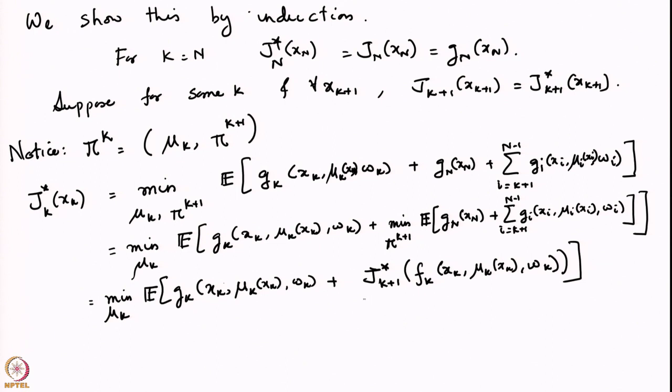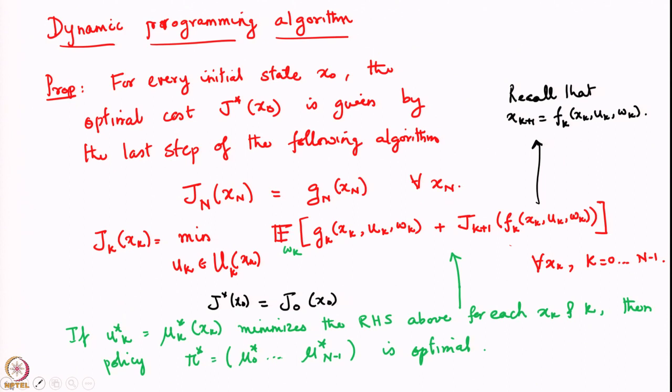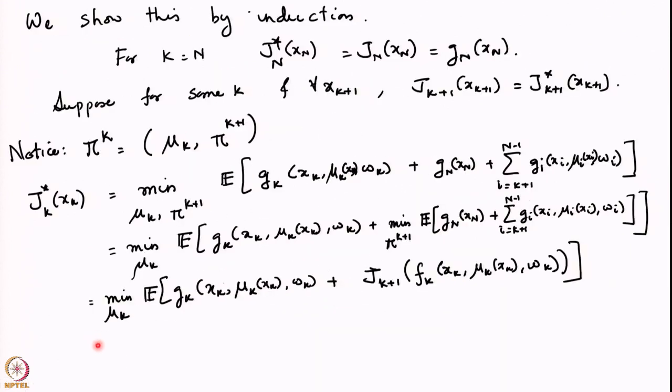But then by the induction hypothesis, we had assumed that j star k plus 1 is equal to jk plus 1. So this j star can be removed. I can erase the star here, and the expression is still valid. This equality still holds. After having removed the star, what I am left with is this right hand side. And this right hand side is nothing but, by the dynamic programming algorithm, this quantity. So this is the same as the right hand side of the dynamic programming algorithm, and that is nothing but jk itself, right. So this quantity therefore is equal to jk of xk.